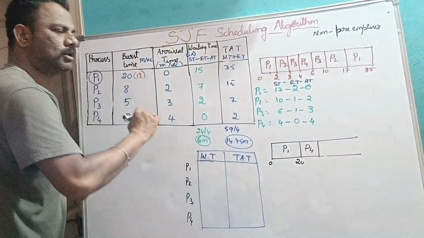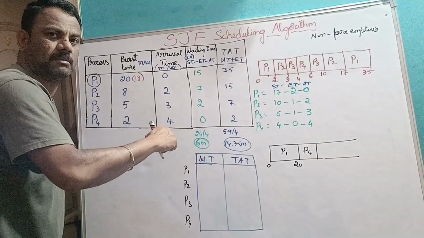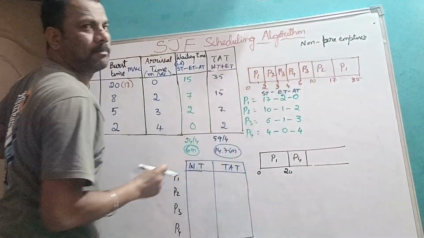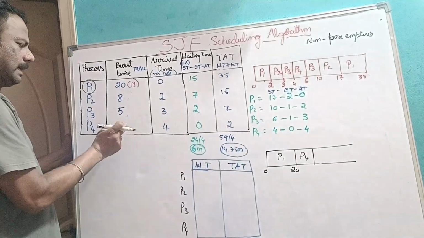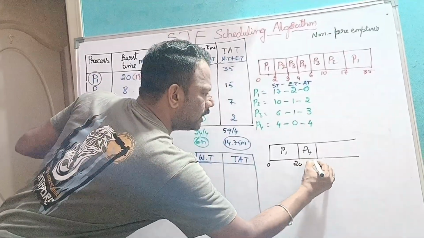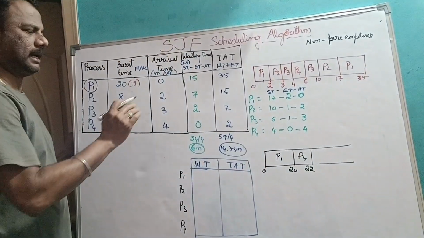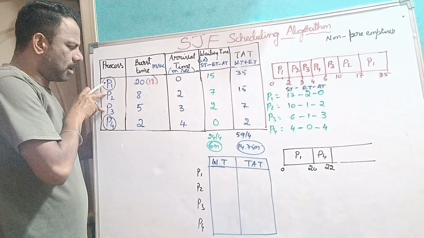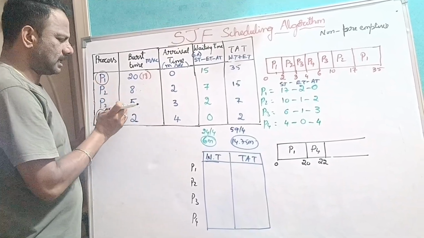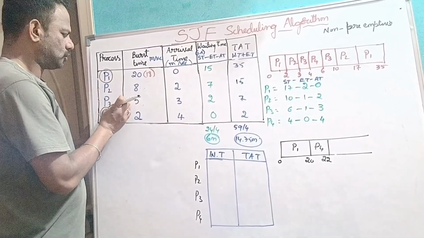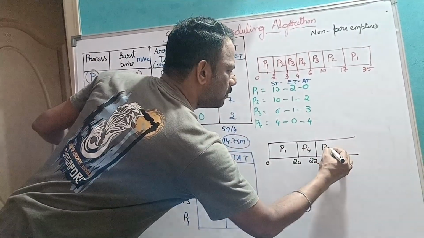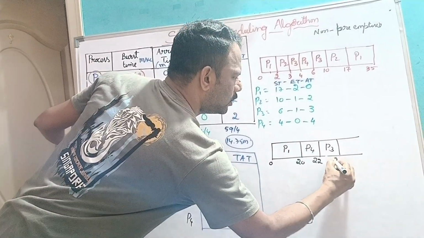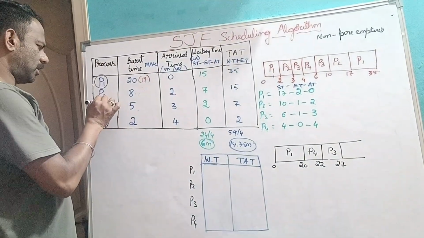Once I start, even though the next process arrives after some time with much lesser time, we should not stop in between. That is the meaning of non-preemptive. So I started P4, it needs 2 milliseconds. So 20 plus 2, 22 milliseconds, and it completes. Once it completes, what remains? P2, P3. Among P2, P3, with 8 and 5, P3 requires the shortest. So I have to start P3, and it requires 5 milliseconds. So 22 plus 5, 27 milliseconds. Now this also completes.